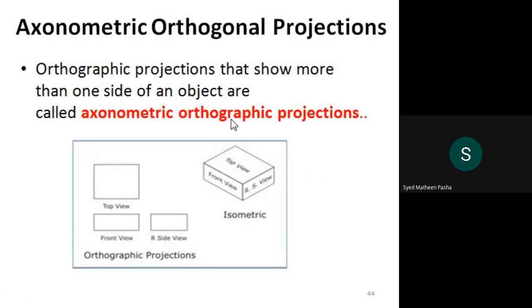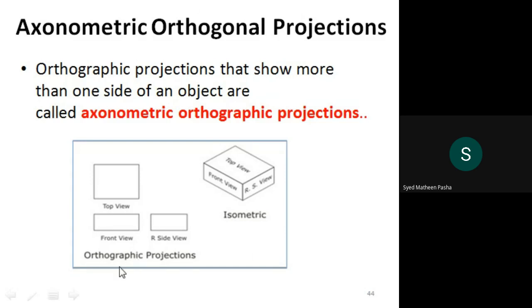Then, as I told, the extended part of orthogonal projection is isometric projection or axonometric projection. What happens in axonometric projection is it basically shows more than one side of an object. That is, if you want to display both the front as well as back side of that particular object, you can use isometric or axonometric projections, with the help of which you can display two sides of an object.